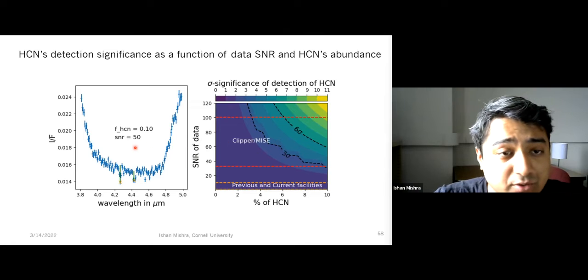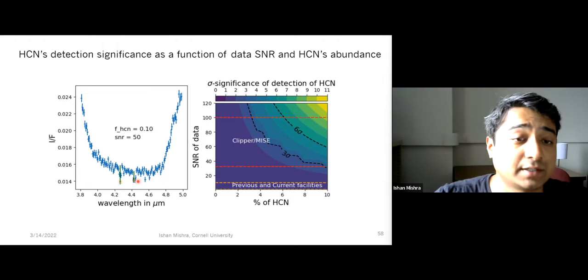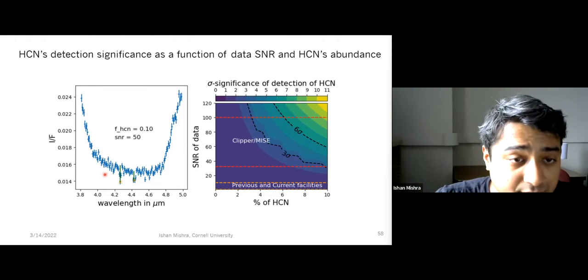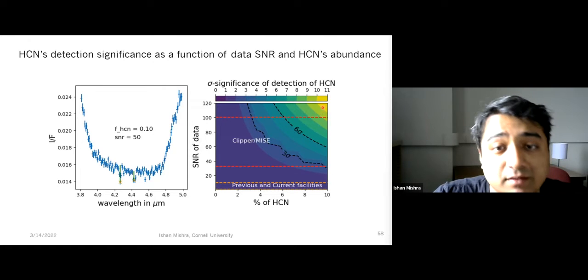On the left-hand side, I'm showing an example case for a simulated data set with 50% hydrogen cyanide, 50 SNR, and 10% hydrogen cyanide. And you can see that the 2 strong features that I am using for this calculation are present here. Then you use that and the background noise to estimate the significance and get the point on this heat map.